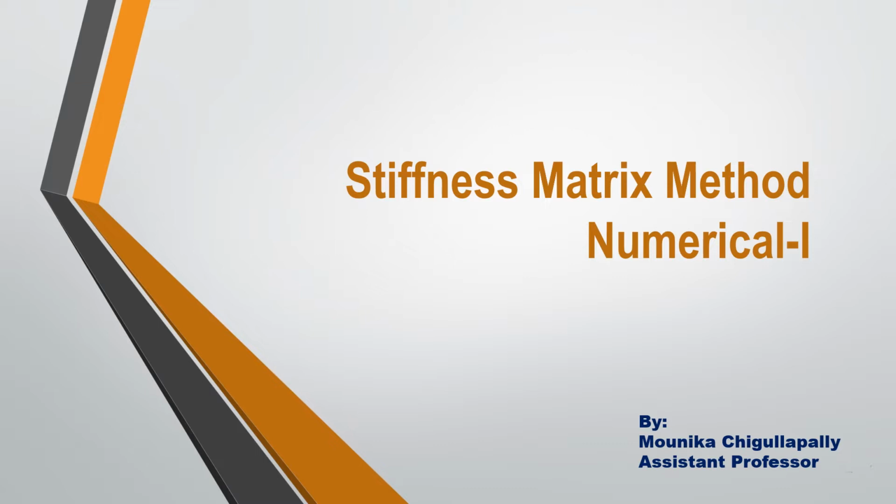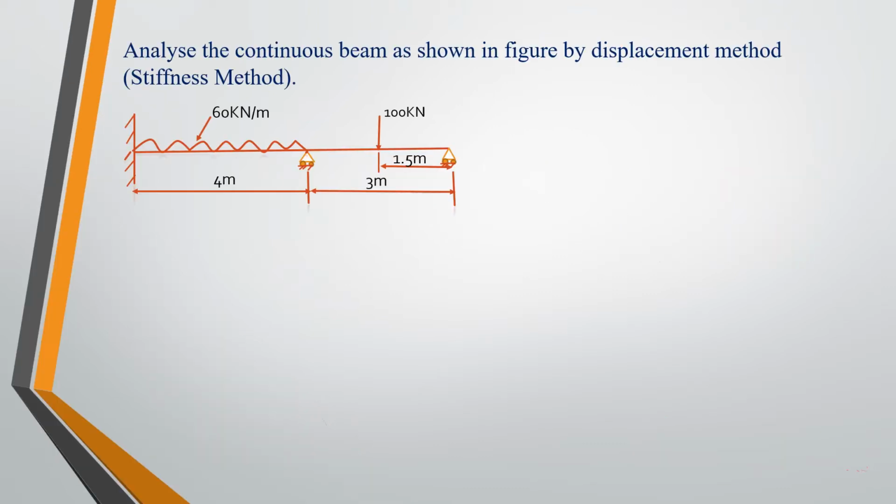We know that in the earlier classes we already discussed the stiffness matrix method and the differences between the stiffness matrix method and flexibility matrix method. Now let us see one numerical on the stiffness matrix method. Analyze the continuous beam as shown in the figure by displacement method or stiffness method. So this is the given continuous beam.